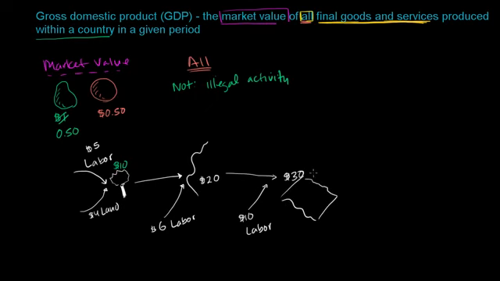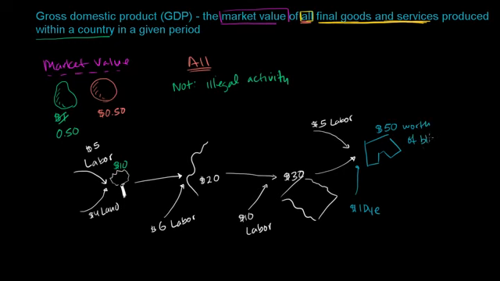And then I could take that $30 worth of cotton fabric, plus some more labor, so let's say another $5 of labor. And let's say we also put in $1 of dye right over here. And in the process, I can create, with a market value of, let's say, $50 worth of blue jeans.